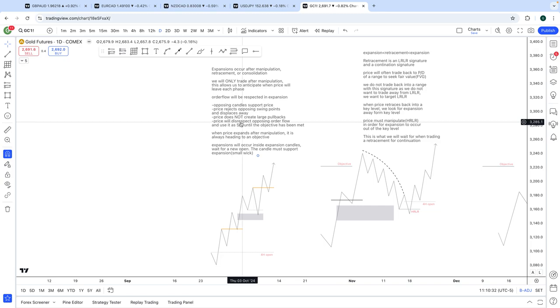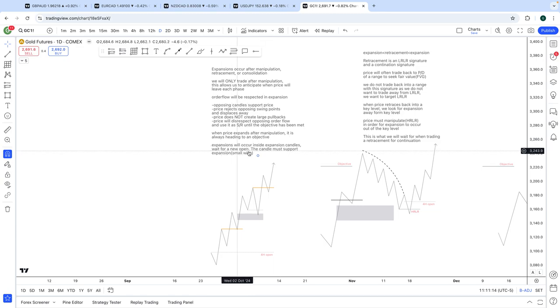So price will disrespect opposing order flow and use it as support or resistance until the objective has been met. Any sell side PD arrays, we want to displace through those and close over them and use them as support. We will only get a deep pullback after an objective has been met. When price expands after manipulation, it is heading to an objective, right? So when we expand away from a key level, it's heading somewhere. An objective, as in a swing point like external range liquidity, which is what I refer to the most, and obviously internal range liquidity. Expansions will occur inside of expansion candles, obviously, right?